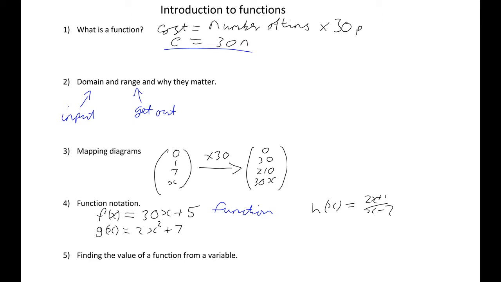Okay? All we are saying here is whatever our input value is, x, in this case, we're going to times it by 30 and then add 5. In this case, we're going to square it, times by 2, then add 7. In this case, this is a lot more complicated. We're going to do 2 times our original number plus 1, and then we're going to divide that by our original number minus 7. Okay? And this is the sort of reason why we don't want to have to write the whole thing out in words. We want to be nice and lazy and just put it in this notation. Okay? That's the start of things.